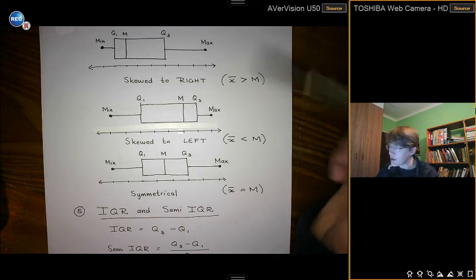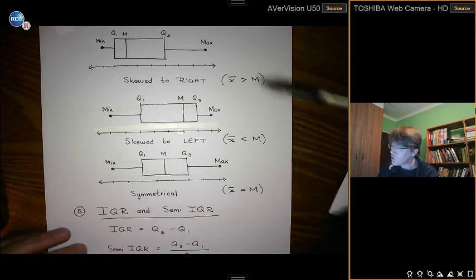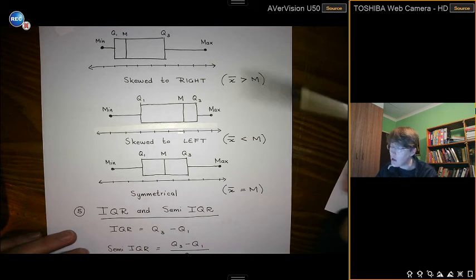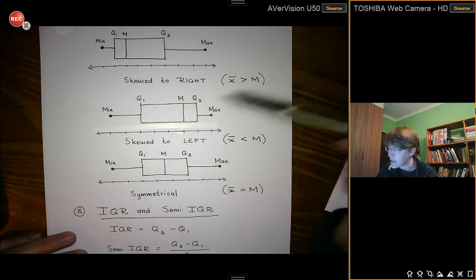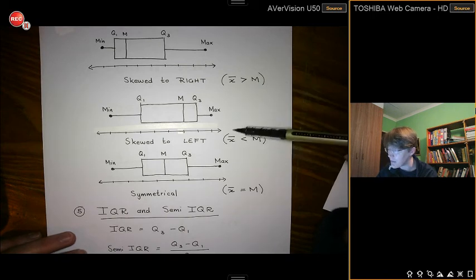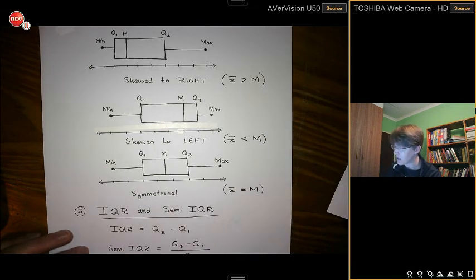If you're worried that you can't exactly see whether it's skewed to the left, skewed to the right, or symmetrical, you can go for the other definition. For data to be skewed to the right, x bar, the mean, must be greater than the median. For data to be skewed to the left, x bar, the mean, must be less than the median. And for data to be symmetrical, x bar must be equal to the median.